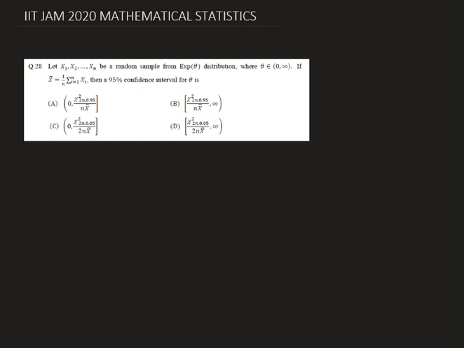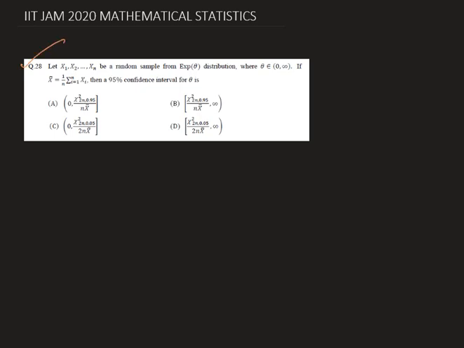Hello, today we are going to solve question number 28 from IIT JAM 2020 Mathematical Statistics. As we know, question number 28 is from Section A, therefore it is an MCQ type question. Hence, among these four given options, only one option is correct and we need to find that. So let's see what is in this question.